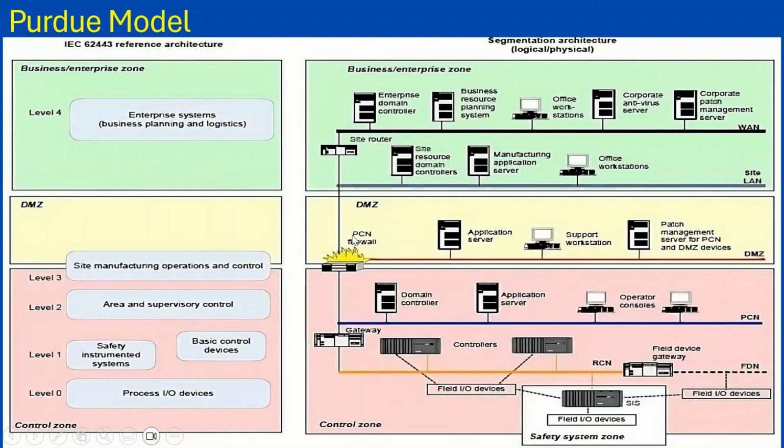In the DMZ, you can see those applications which interact through intranet or internet, and you can see the interface communication between process control, this pink zone, and the green zone. So this is how it works in the Purdue model.